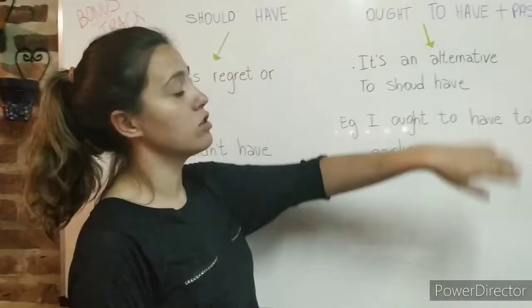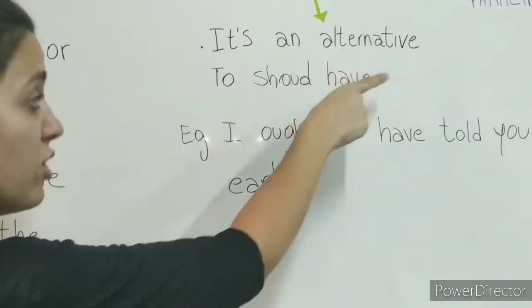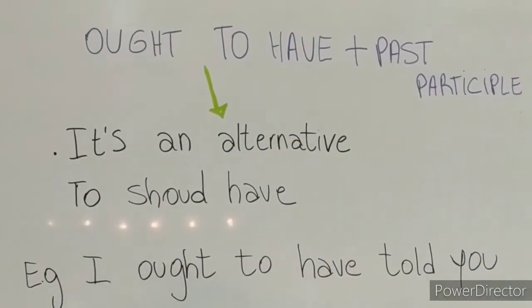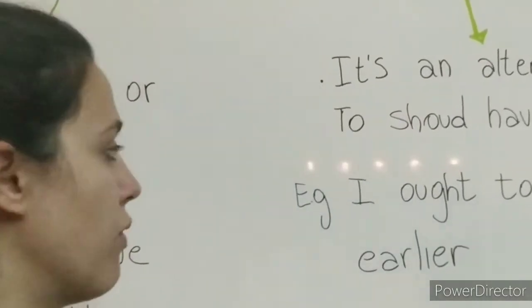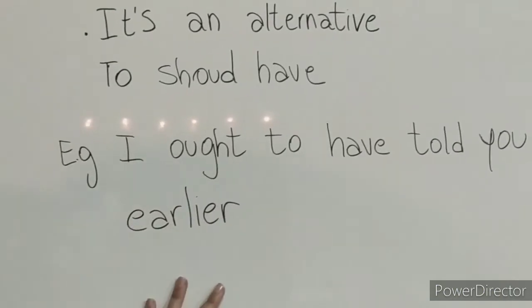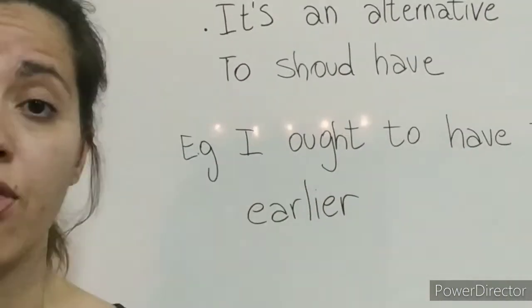And here we have ought to, okay? And it says ought to, it is an alternative to should have, okay? So they are the same, they have the same meaning. But here we have another example. For example, I ought to have told you earlier. Here we have a case of regret. So that was everything for today.